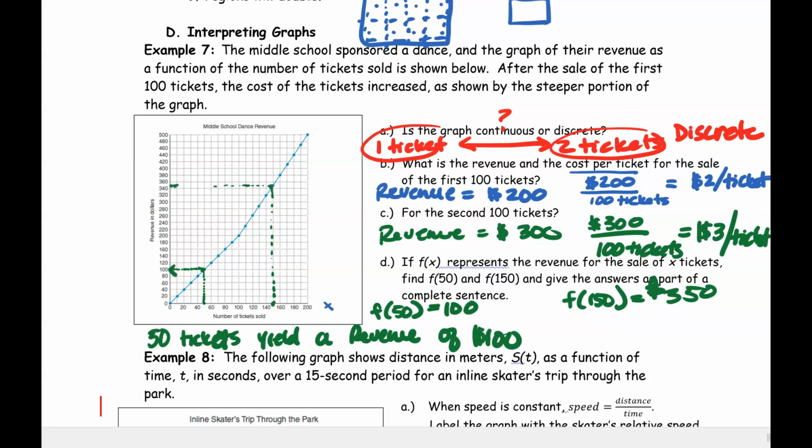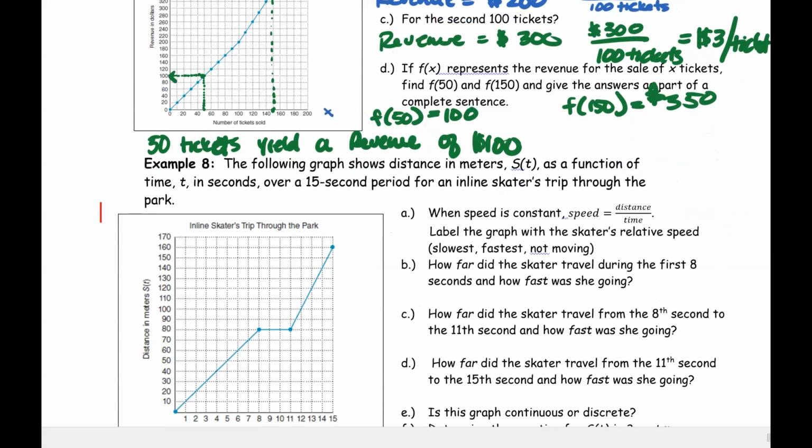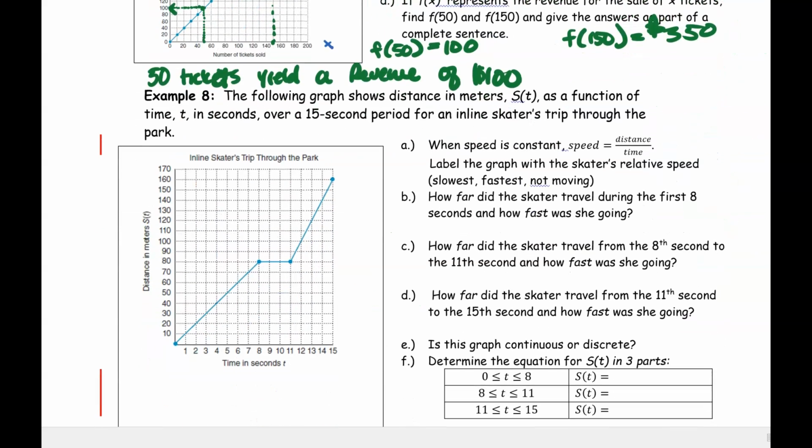All right, so example 8, we're down to our last example here. The following graph shows a distance in meters, s of t, as a function of time, t seconds, over a 15-second period following an inline skater's trip through the park. Okay, so A, when speed is constant, speed is distance over time. Label the graph with the skater's relative speed: slowest, fastest, not moving. So if we look at all the different parts, for example, we could look at this, and then we could just leave the middle, just leave that blue, and then we can make this red. So I want you to label these.